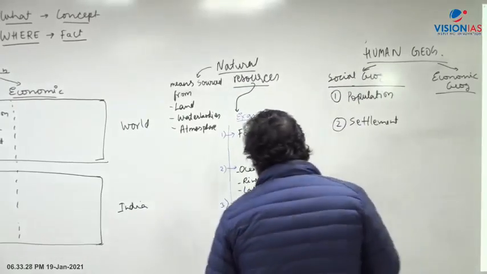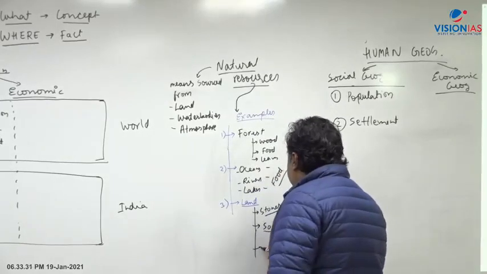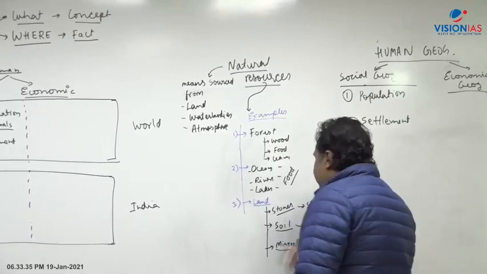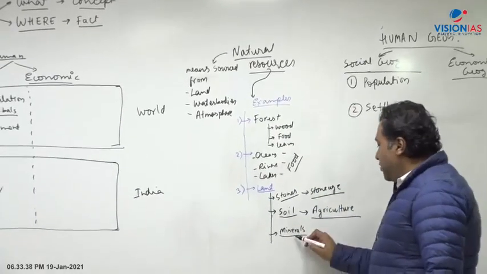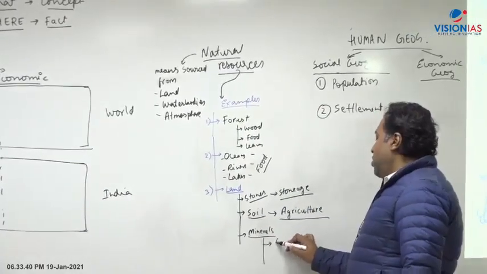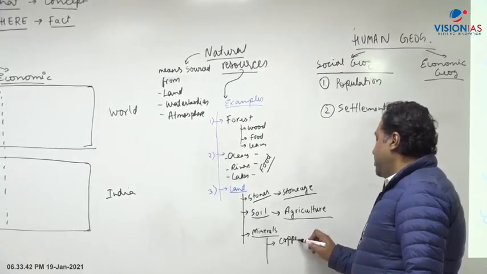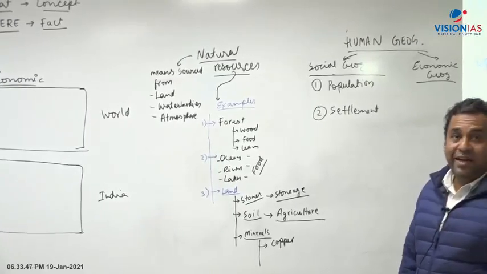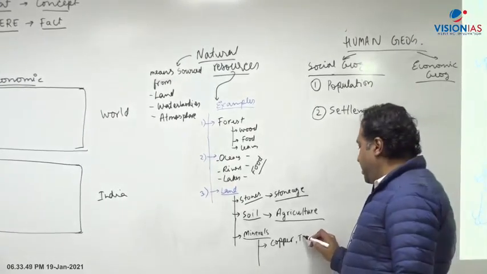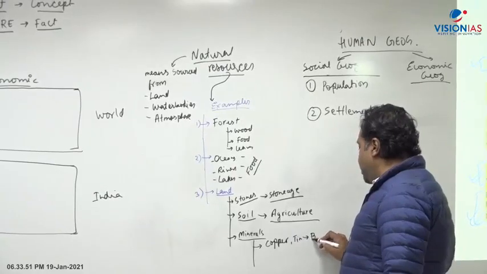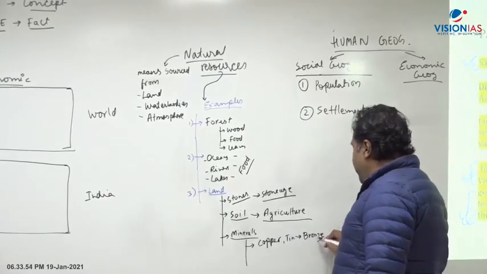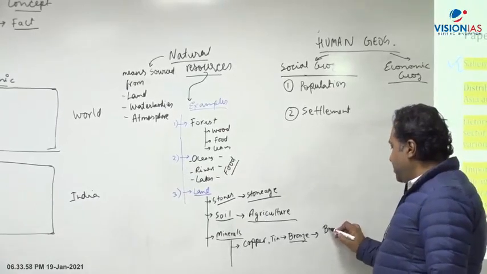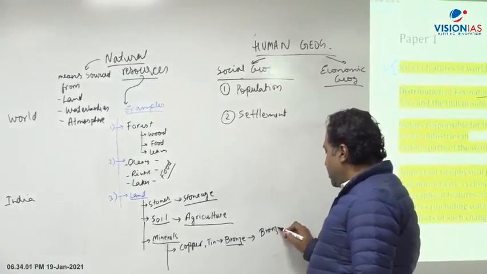So, stone, then soil. After that comes minerals. When we started doing agriculture, gradually we started picking minerals. Which were the first minerals? Copper and tin. These were the first minerals. They gave us bronze. And this period is so important in history that we call it the Bronze Age.